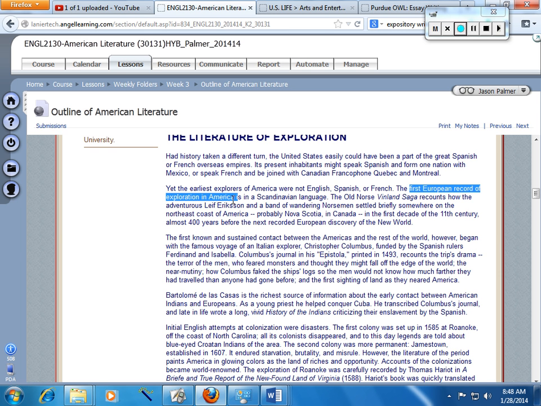So for something to be considered American literature, we need to ask the question: does it have to be written in America? What do you think? No? Why not? Okay, fair enough. It depends on how narrow of a definition you want to work with.